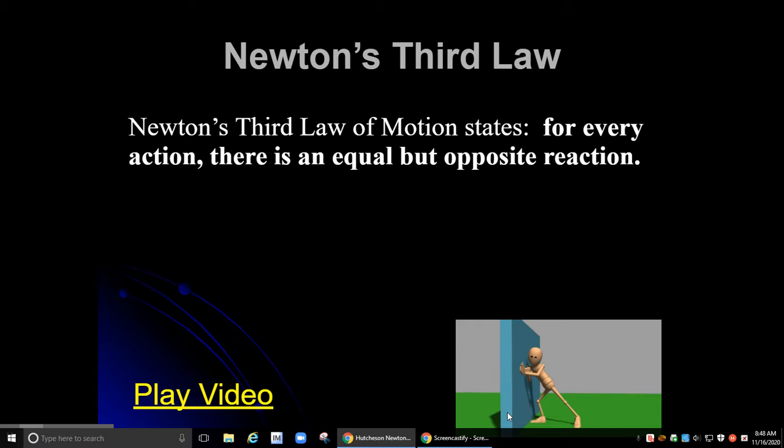So his third law states that for every action, there's an equal and opposite reaction. If you look down at the bottom, we have this man pushing on a wall. Let's just say, to make the numbers easy, that the man is pushing on the wall with 10 newtons of force. That amount of force is probably not enough to move the wall, because most walls are built to be able to withstand forces that small. But the wall is also pushing back on the man with the same force.